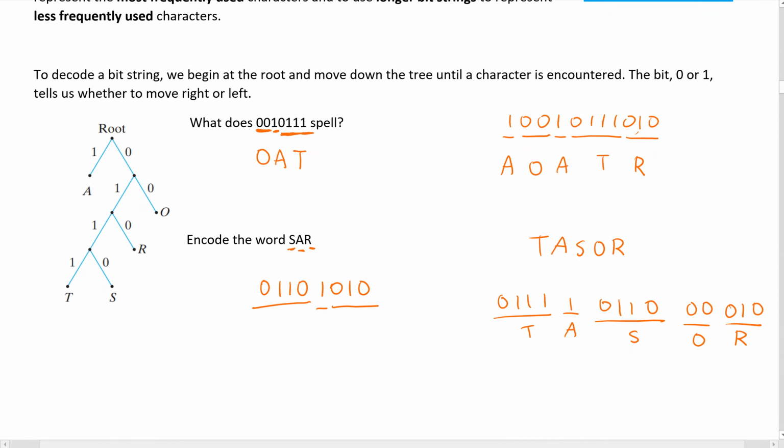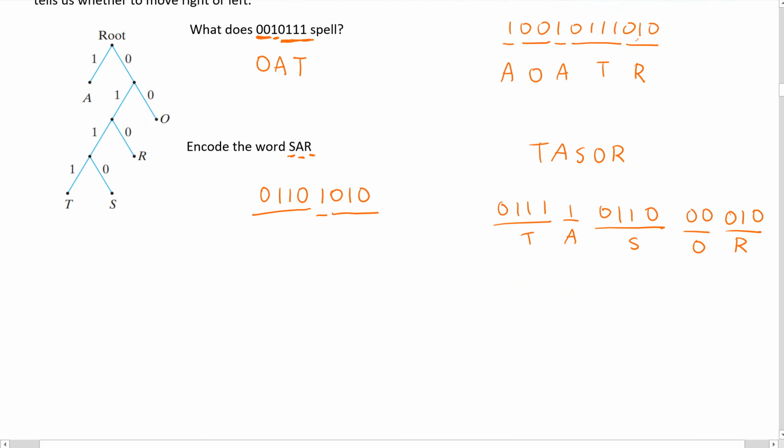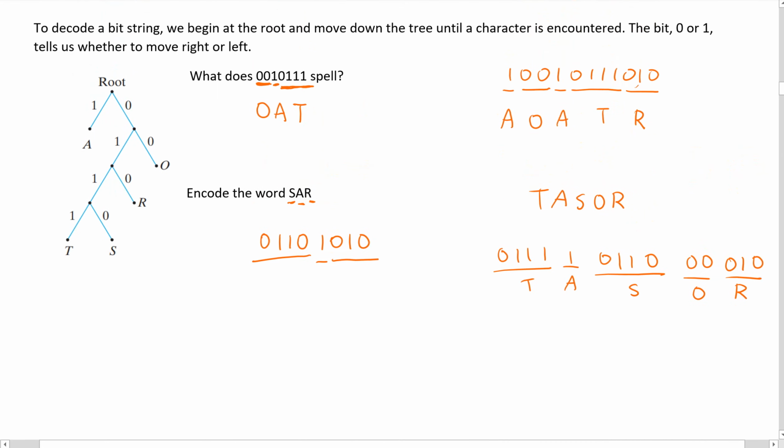Alright. And that's it for session 9.1. Okay, so in this session, we talked about trees, and we went over some examples about the trees.